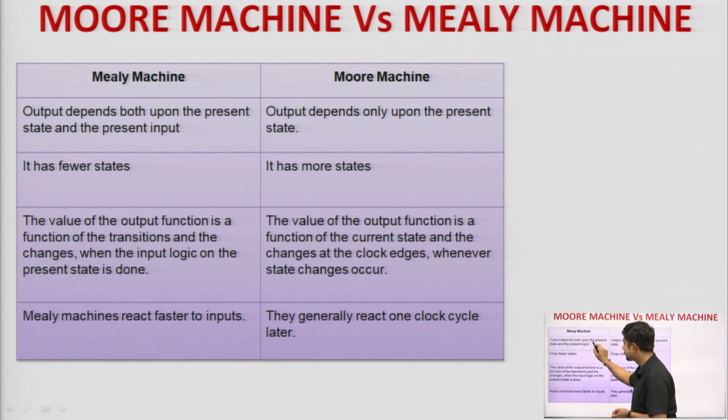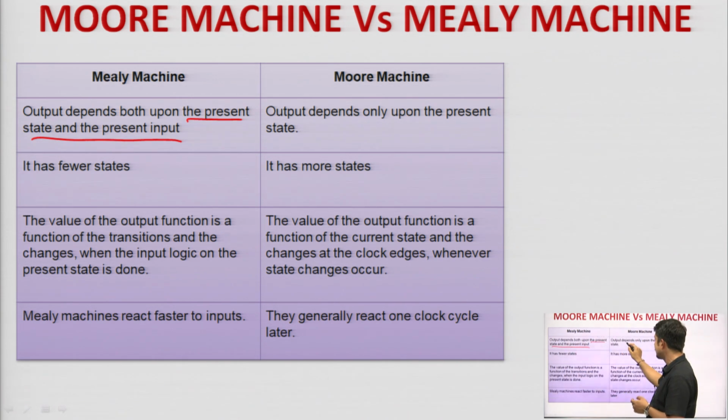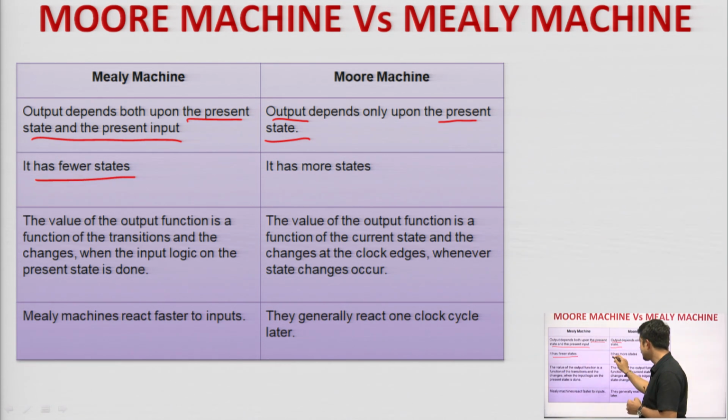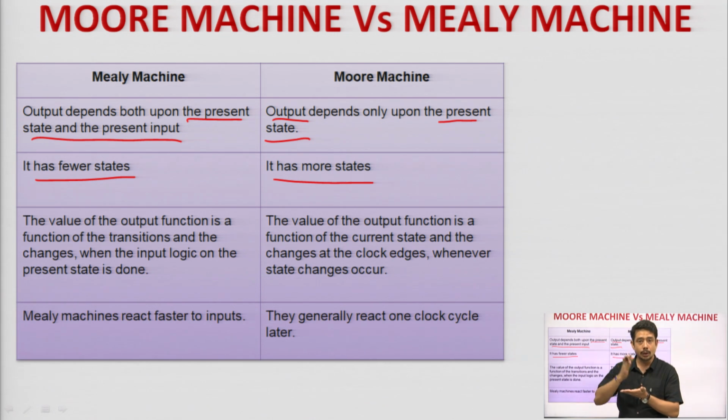So, overall if we look into the differences between Moore and Mealy, we come across a few points. In a Mealy machine, output depends upon the present state and present input. This is the first point which we discussed in the first slide, and in a Moore machine output depends upon the present state. Mealy has fewer states, Moore has more states. Why? Because in a Moore machine the output is associated with the states, so definitely it will keep on increasing the states. But if we talk about transitions coming to the state only, then definitely the states will be reduced.